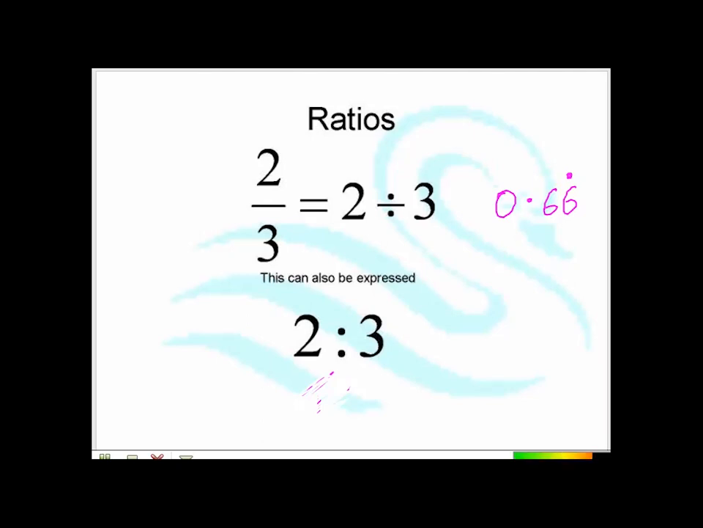This ratio here can be written 0.66 to 1. So, in fact, this thing here, 0.66 recurring, is also what I ended up with here. 0.66 recurring. So, this is just a different way of writing a fraction. So, ratios, fractions, division, all the same thing.